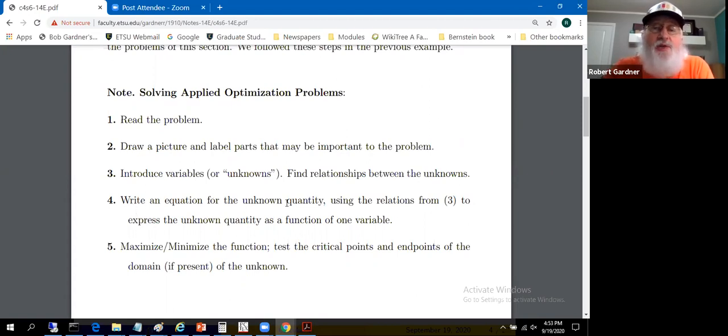Fourthly, write an equation for the unknown quantity. It was area in the previous example. Use the relations from above, step 3, to express the unknown quantity as a function of one variable. Well, yeah, we wrote the area as a function of x in the previous example by eliminating the y. That's the using the relations from step 3 stuff. So we eliminated the y because we knew y in terms of x.